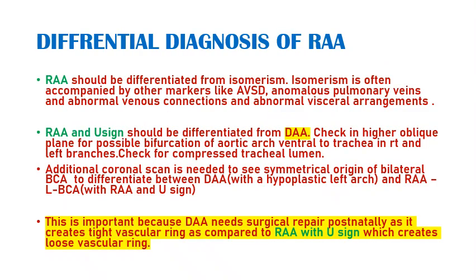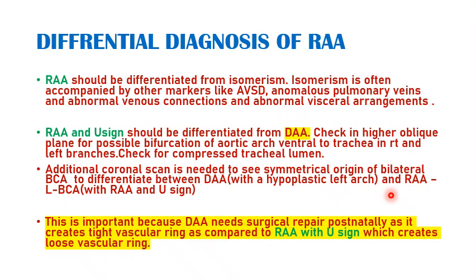Now differential diagnosis. Right aortic arch should be differentiated from isomerism. Isomerism is often accompanied by other markers like AVSD, anomalous pulmonary vein, abnormal venous connection, and abnormal vessel arrangements. Right aortic arch and U sign should be differentiated from double aortic arch. For this, check in a higher oblique plane for possible bifurcation of the aortic arch ventral to the trachea in right and left branches. Also check for compression of the tracheal lumen in the coronal view.